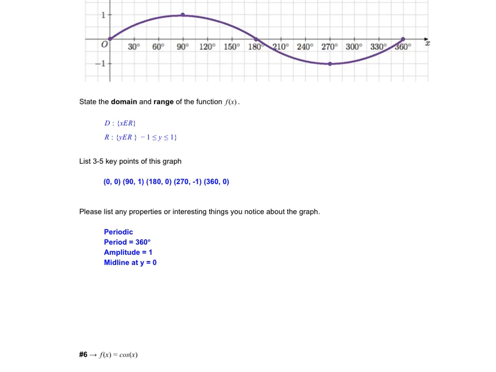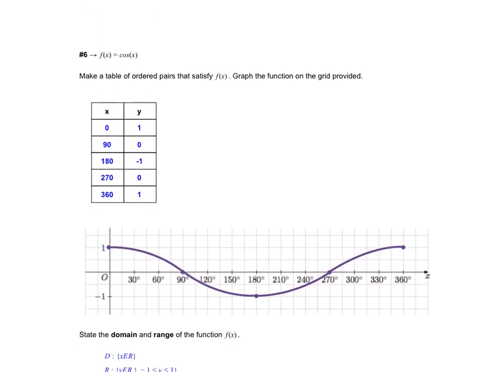Okay, and finally, our cosine function looks almost identical. My key points are, again, every 90 degrees. The only difference is that we're starting at 1, which is our maximum. So cosine will begin at 1. 90 degrees later, it's at the midline at 0. Another 90 degrees, it's at the minimum of -1. Another 90 degrees, it's at the midline. Then another 90 degrees, it's at the maximum.